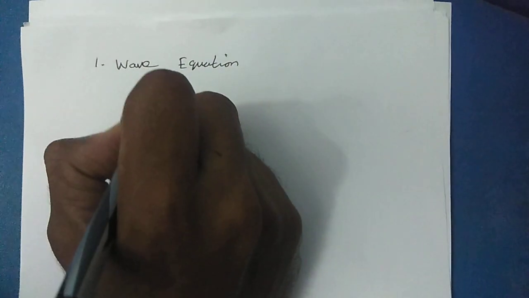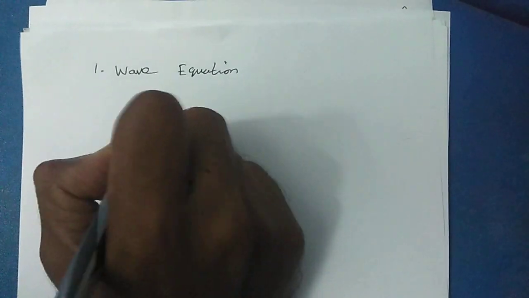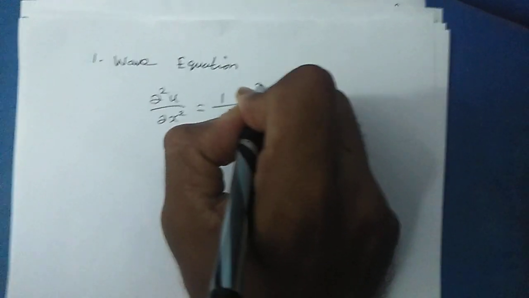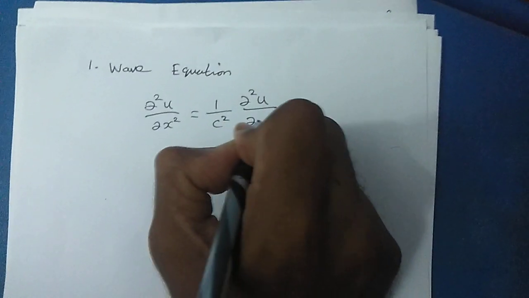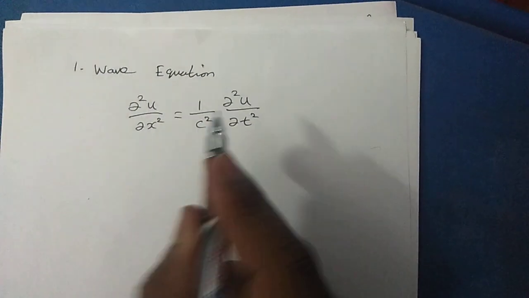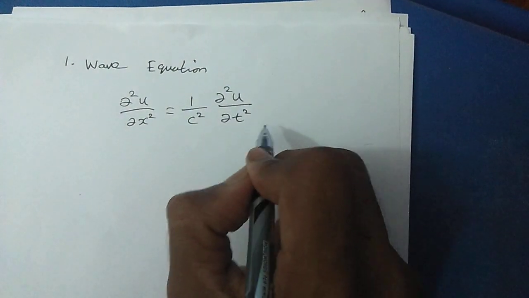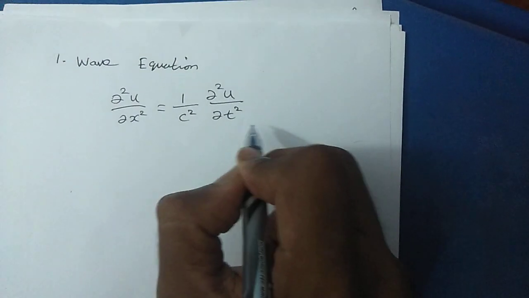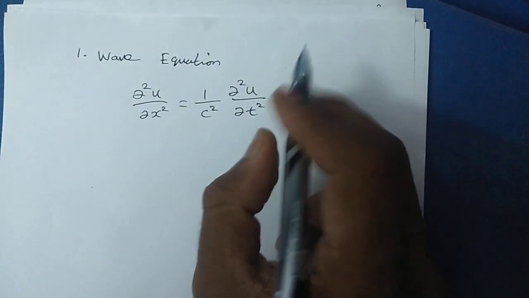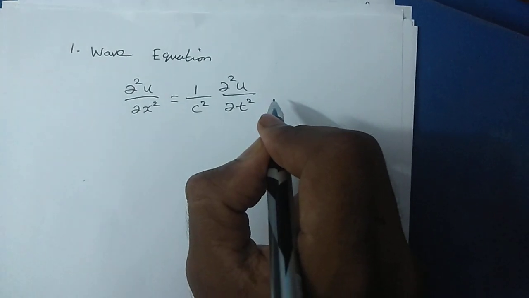Wave equation. So the equation is ∂²u/∂x² = (1/c²) ∂²u/∂t². This is exactly the one-dimensional linear second order partial differential equation, right? It is the one-dimensional wave equation.